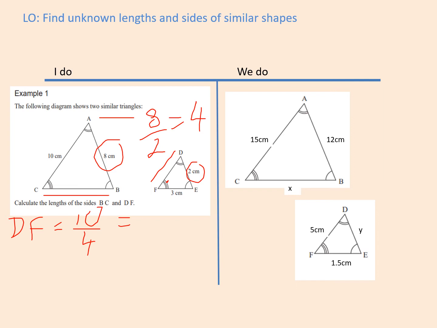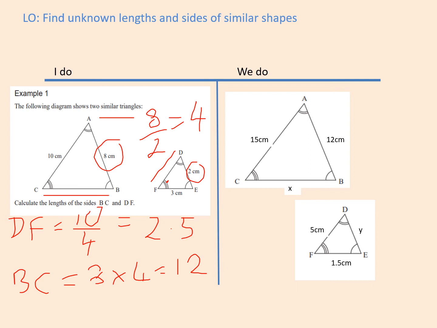And if we look at FE, so BC, okay, if we multiply that by 4, that's going to be the new side length of 12. 10 divided by 4 is 2.5.